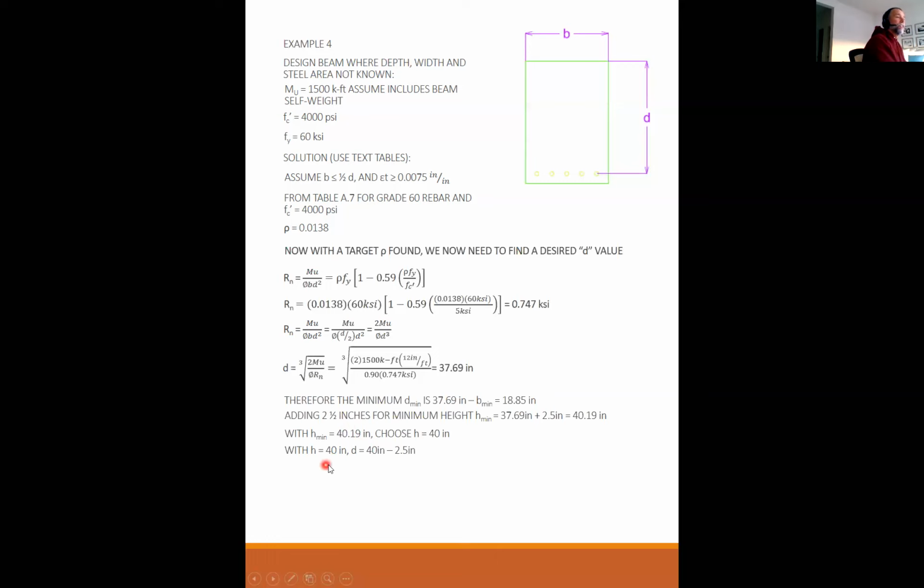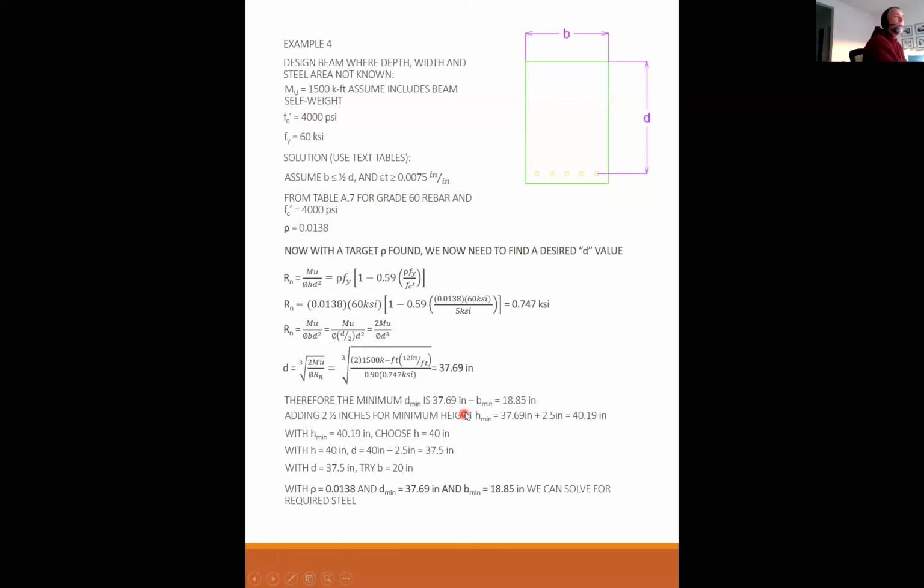With H equal to 40, D is equal to 40 minus 2.5, 37.5. With 37.5, I'm going to try B equal to 20. Sir, I just have a question. I'm very sorry. So we have the first D that's equal to 37.69, right? And then the second D is 37.5. What's the difference between these two Ds?